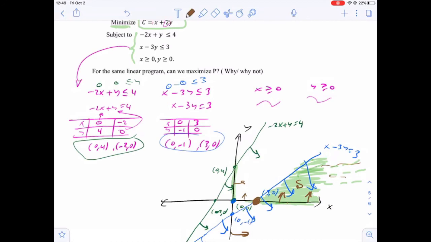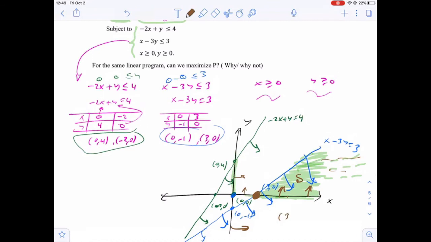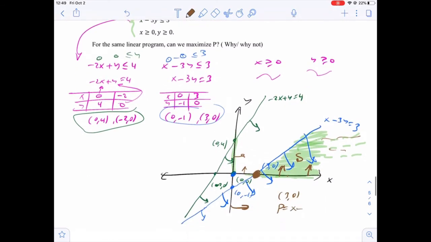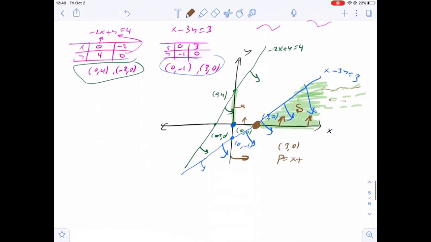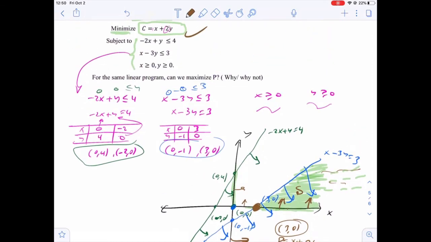We have minimum value. This is the minimum value. It occurs at 3, 0, when x equals 3 and y equals 0. P is x plus 2y. So x is 3, so P equals 3 plus 2 times 0, which is 3. So P equals 3. This is the minimum value of P, and it occurs at 3, 0, but we don't have maximum. No maximum because it's not bounded.